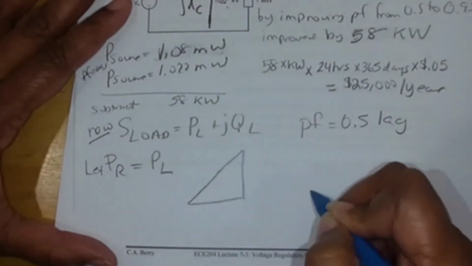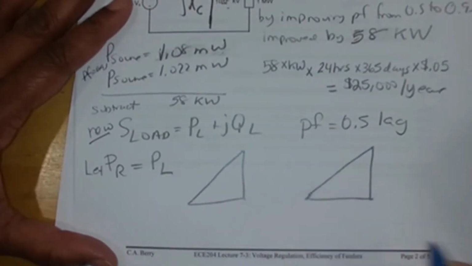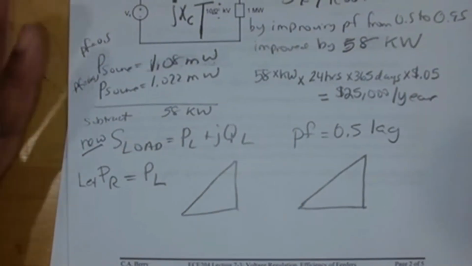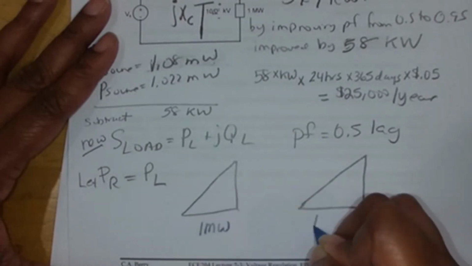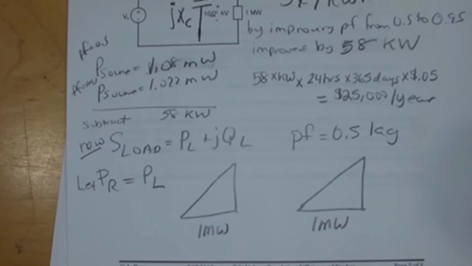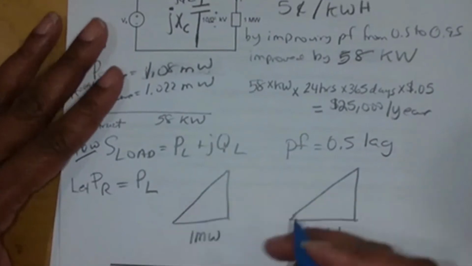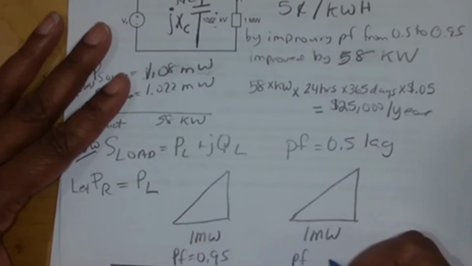If you think about it like this, we have two power triangles. The power part is still going to be one megawatt, because that's exactly what we had for the load originally. So that part doesn't change. But we need to change the Q. So assume that originally we had that power factor of 0.95, and we now want the power factor of 0.5.